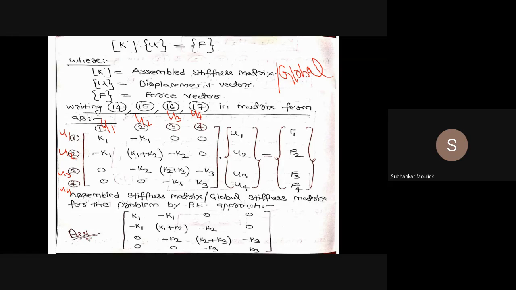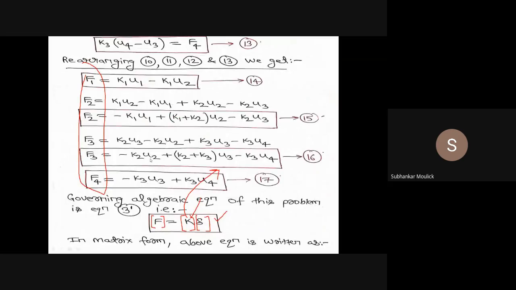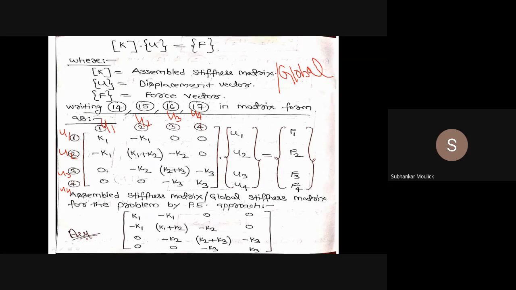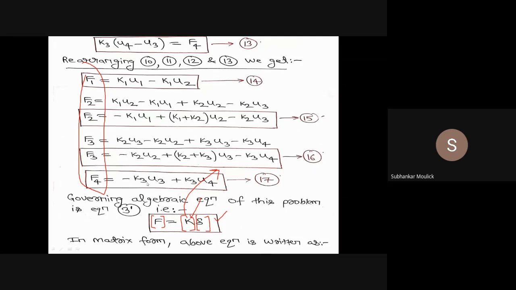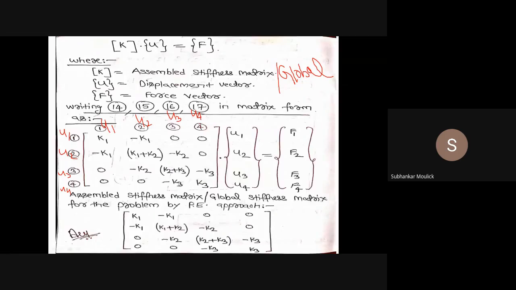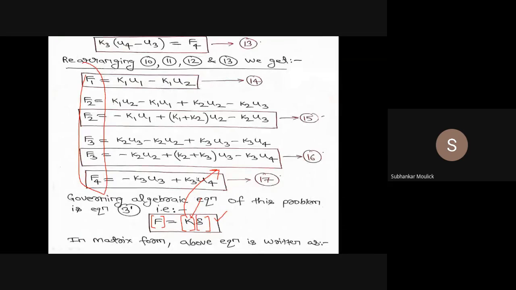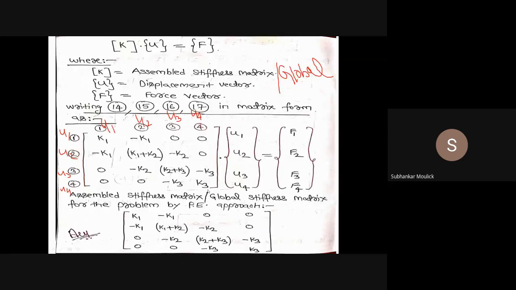Since no one is responding, I will assume that it is clear. Similarly, the third row is nothing but the equation of F3. For F3 we have equation number 16: minus K2 U2 plus K2 plus K3 U3 minus K3 U4. There is no U1 present, so this is 0. Then for U2 it will be minus K2, for U3 it will be K2 plus K3, and for U4 it will be minus K3.